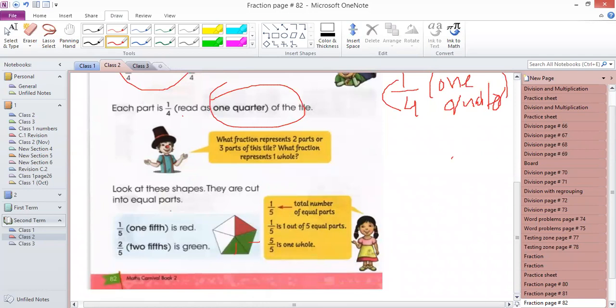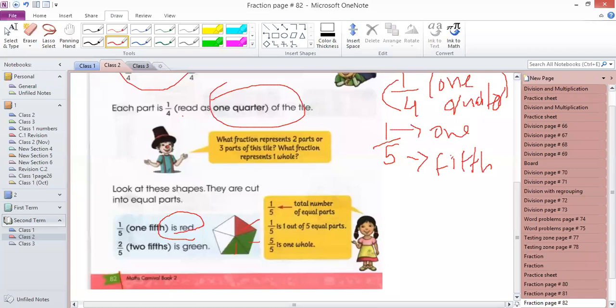Now look at these shapes. They are cut into equal parts. What portion is red? Out of 5, only 1 is red. So you can write this fraction, out of 5, only 1 is red. And how will you read it? 1 as a cardinal number will be 1 and 5 as an ordinal number will be 5th. So it will be read as one fifth.